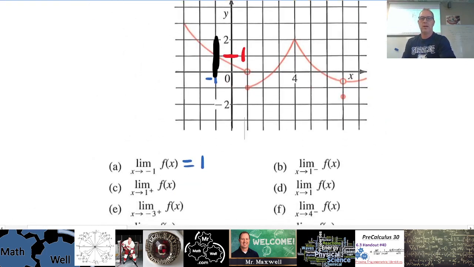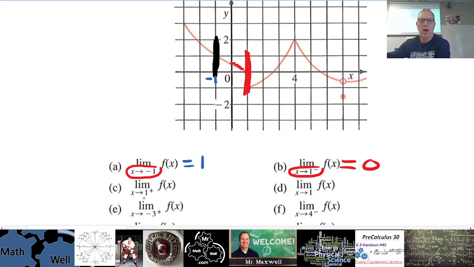Okay, B over here. x approaches +1 from the left. So there's a big difference between this notation and this notation, right? This is +1 from the left. So +1 is over here. Again, I block out +1. What is the graph doing right here? What are the y values approaching as we approach +1 from the left? It is 0. Right on.